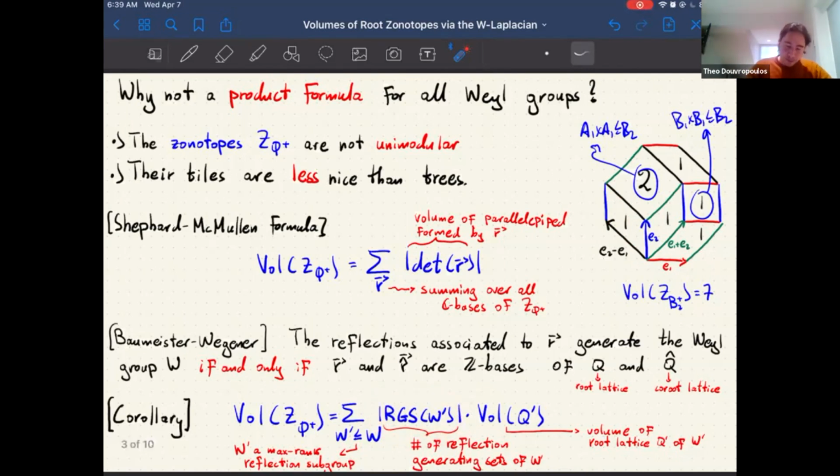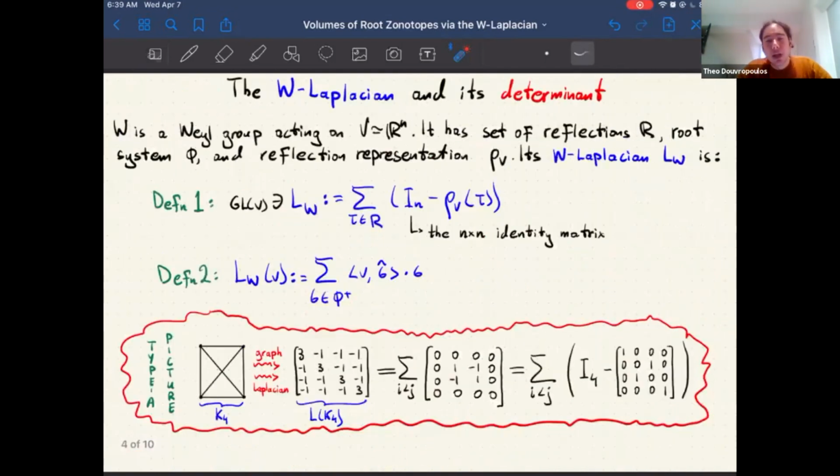So let's see. To calculate that, we're going to make use of this new object, which is the W-Laplacian. So what is the W-Laplacian? The W-Laplacian is an analog of the standard Laplacian matrix for graphs, but defined for reflection groups. I'm going to give you two definitions. They're equivalent, as you have many definitions of the Laplacian.